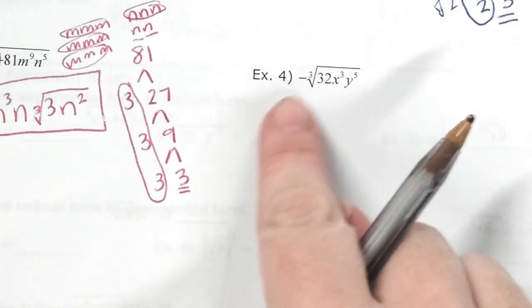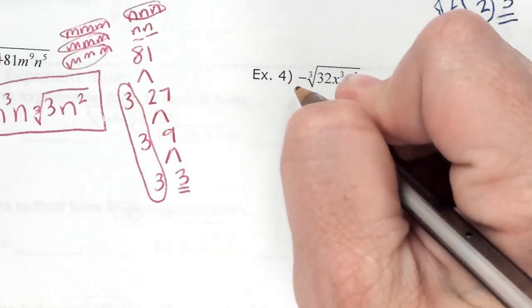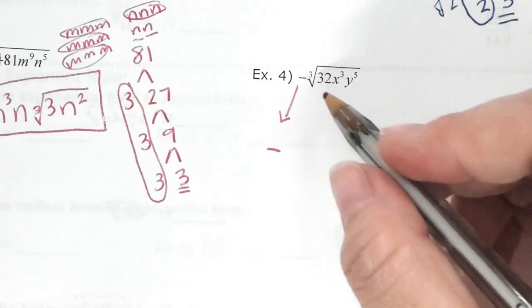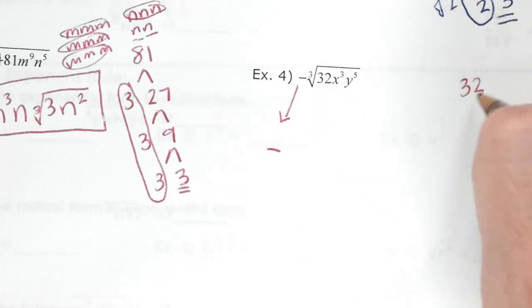Now this one has a negative, but it's already on the outside. Is that okay? Yeah, we just bring it down. Doesn't matter what the root is. If it's already on the outside, it's fine. Okay? But I have to break down 32 because 32 is not a perfect cube.